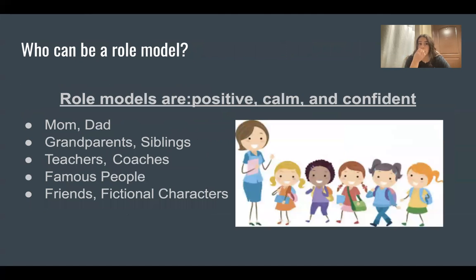So who can be a role model? As I've said before, role models are positive, calm, and confident. Some of those people in my life, and some of those people commonly in others' lives, are your mother and father.